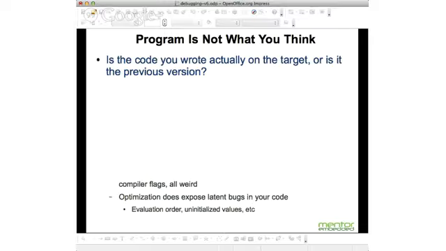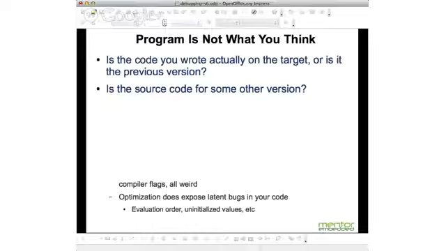So if there's some reason to suspect this, for instance, one of the things that will happen is that the code will stop in between lines, and that's a hint that maybe the code on the target is not what you think it is. It is the source code for some other version. Again, you got confused in the compile process, you uploaded an ancient version of the code, the code matches, but it doesn't match the source.